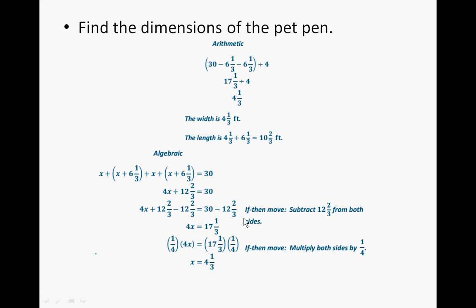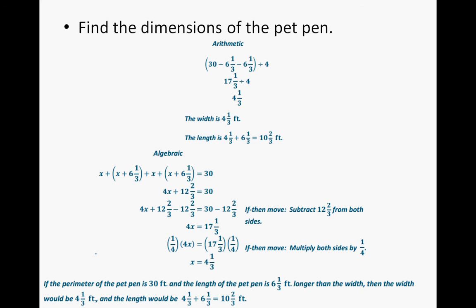And then by using our if-then move, subtracting 12 2/3 from each side, we would end up with 4x equals 17 1/3, which is the same thing as right here. And they decided to multiply by the reciprocal, which is the reciprocal of 4 is 1/4. And you do that to both sides, and you would end up again with x equals 4 1/3.